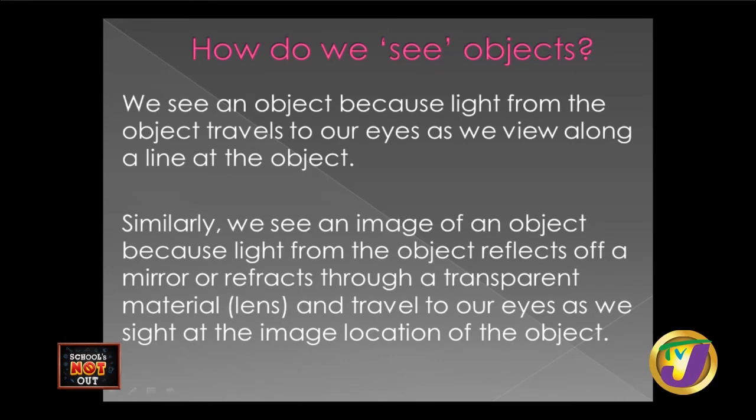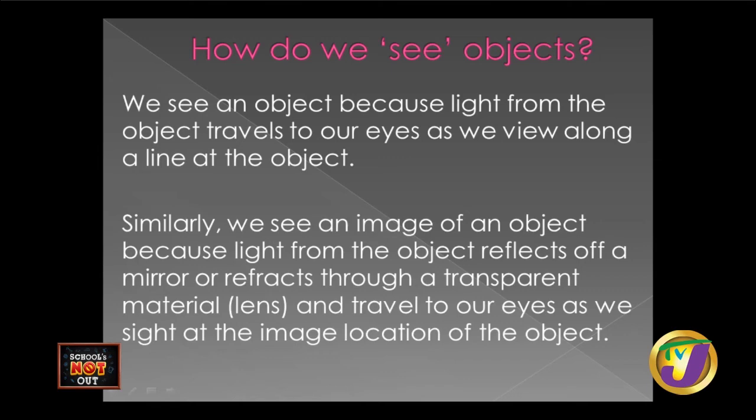That is the only way we can see. If light doesn't fall on it and hit our eyes, we can't perceive it. Similarly, we see an image for an object because light from the object reflects off a mirror or refracts through a transparent material, which is the lens, and it travels to our eyes as we sight the image location of the object. So that is how we see.